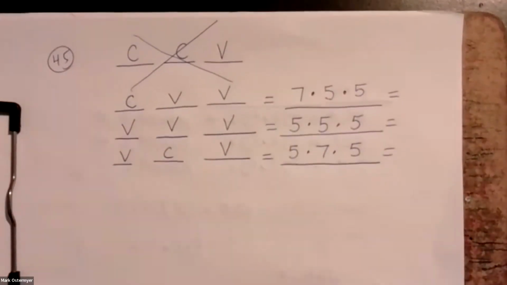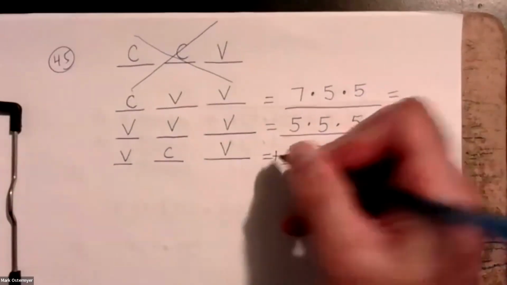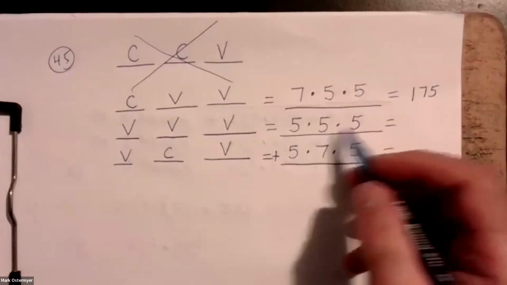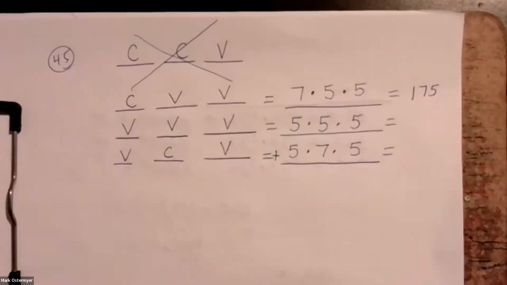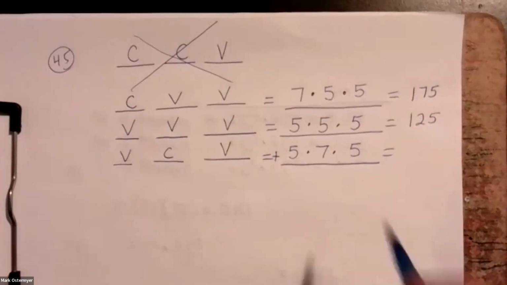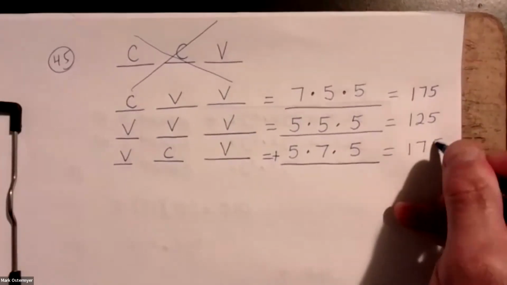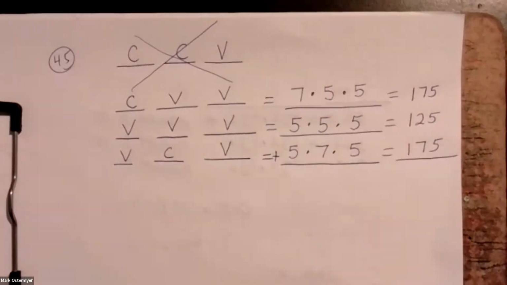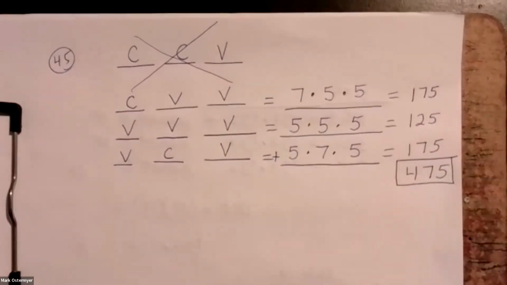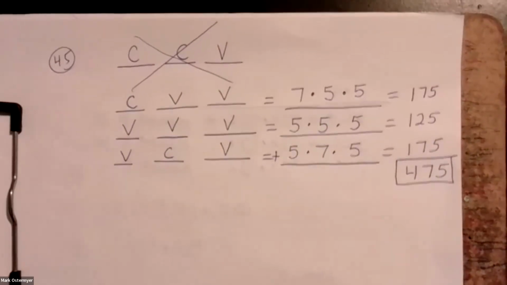So we just have to enumerate all these, and we're going to add them all together. We're going to have 7 times 25, 175. 5 times 5 times 5 is going to be 125. And again, we're going to have 175 here. So when we add these together, we get 475. So there's 475 3-letter words that we can form with the Hawaiian alphabet if we cannot have adjacent consonants, and the 3-letter word must end in a vowel. 475 different possible 3-letter words.